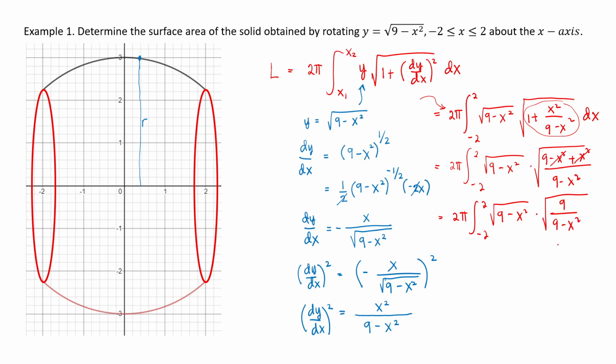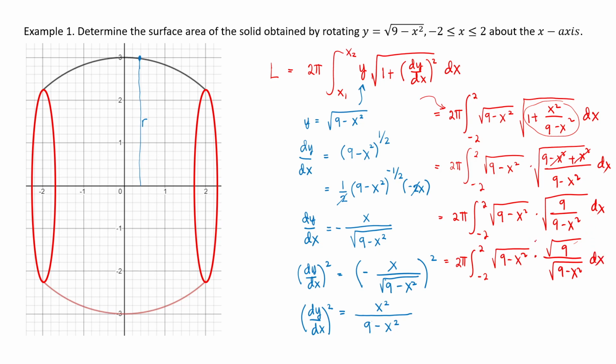Take note that you can separate the square roots of the numerator and denominator. So you may do this in this fashion: negative 2 to 2 square root of 9 minus x squared times square root of 9 all over square root of 9 minus x squared, dx.